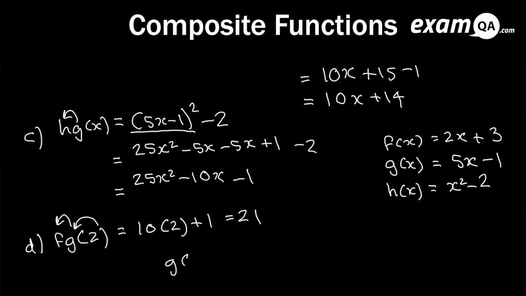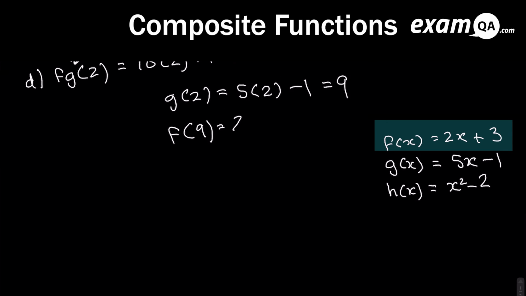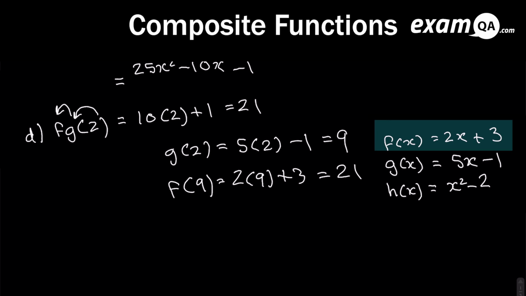So we'll start off by putting 2 into the g function. So I need to work out g2. And that gave us 9. Now I'm going to put that 9 back into the f function. So we're working out f of 9 now. And as we expected, that also gives us 21. So both methods give the same answer. Now, in a question, if you've already worked out f(g)x, simply just put 2 into that. But if you haven't, you can try the second method we showed.